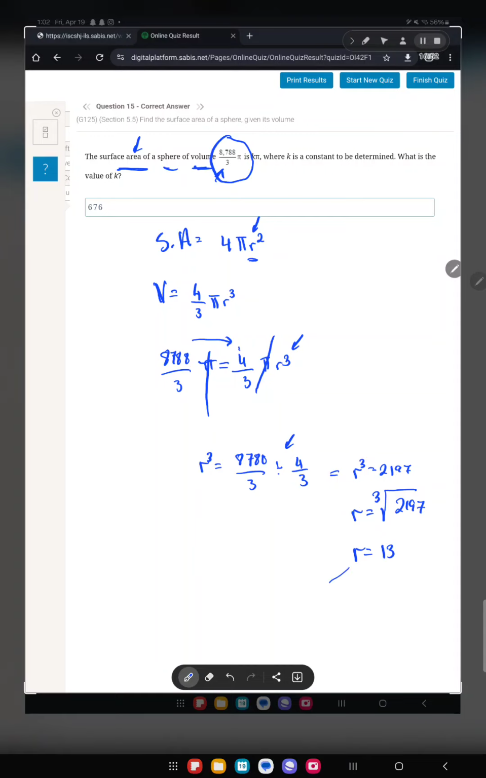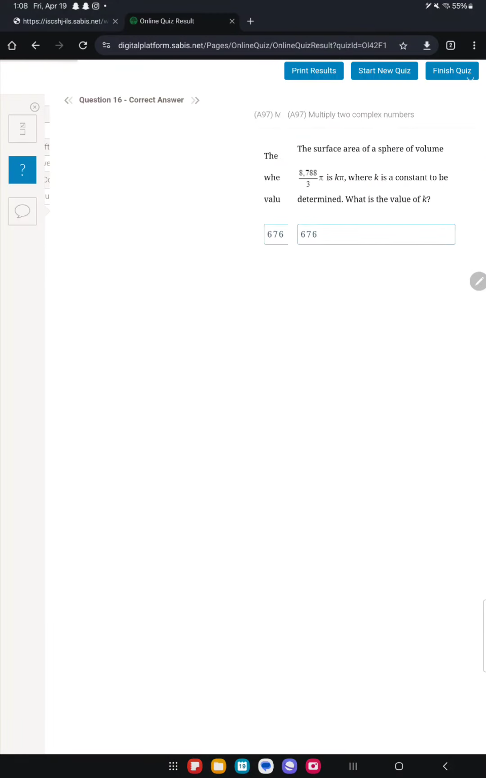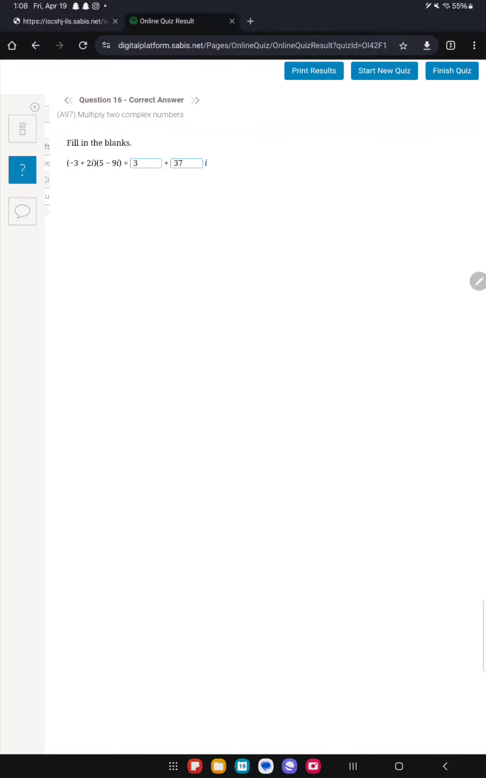Okay, now since you know r is 13, you can apply 4 pi r squared, right? And it's going to be 4 times pi times 13 squared, which is 4 times pi times 169, because it's 13 squared. And 4 times 169 is going to be 676. So you get 676 pi, but they want it in terms of k pi, so they just want k. 676. If your calculator doesn't give it to you in terms of pi, just don't multiply by pi.